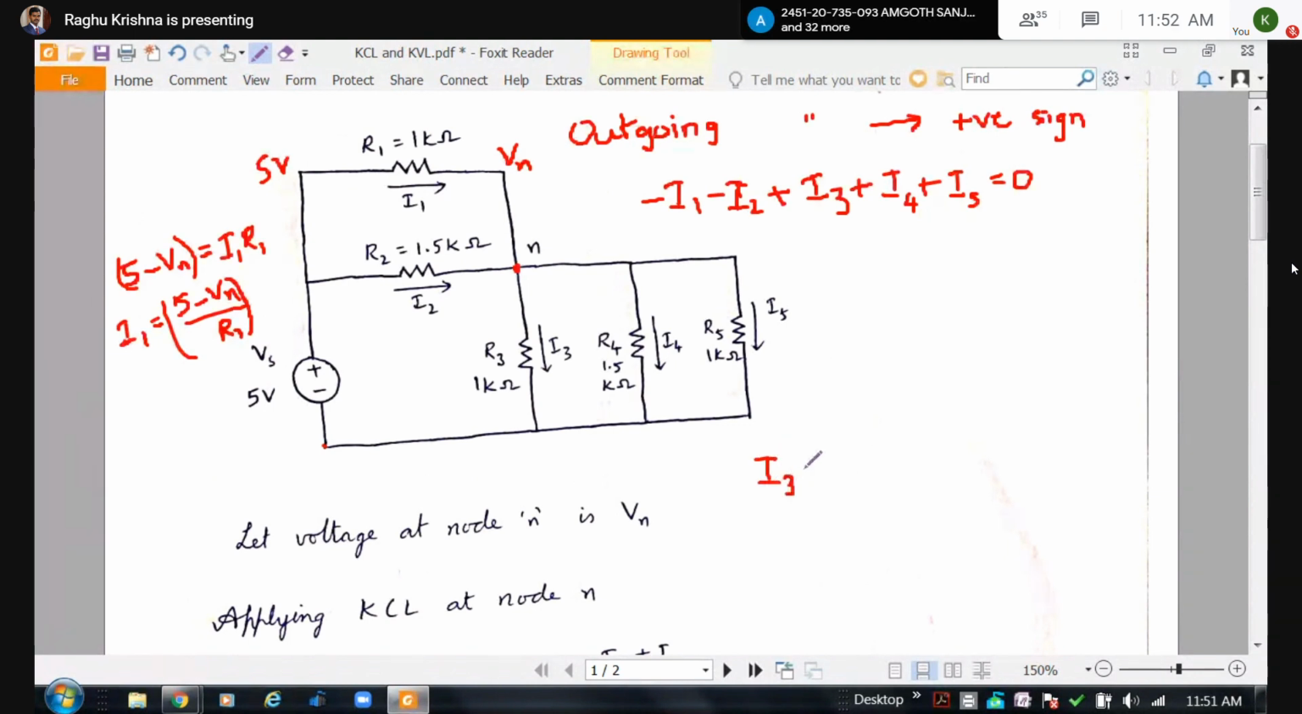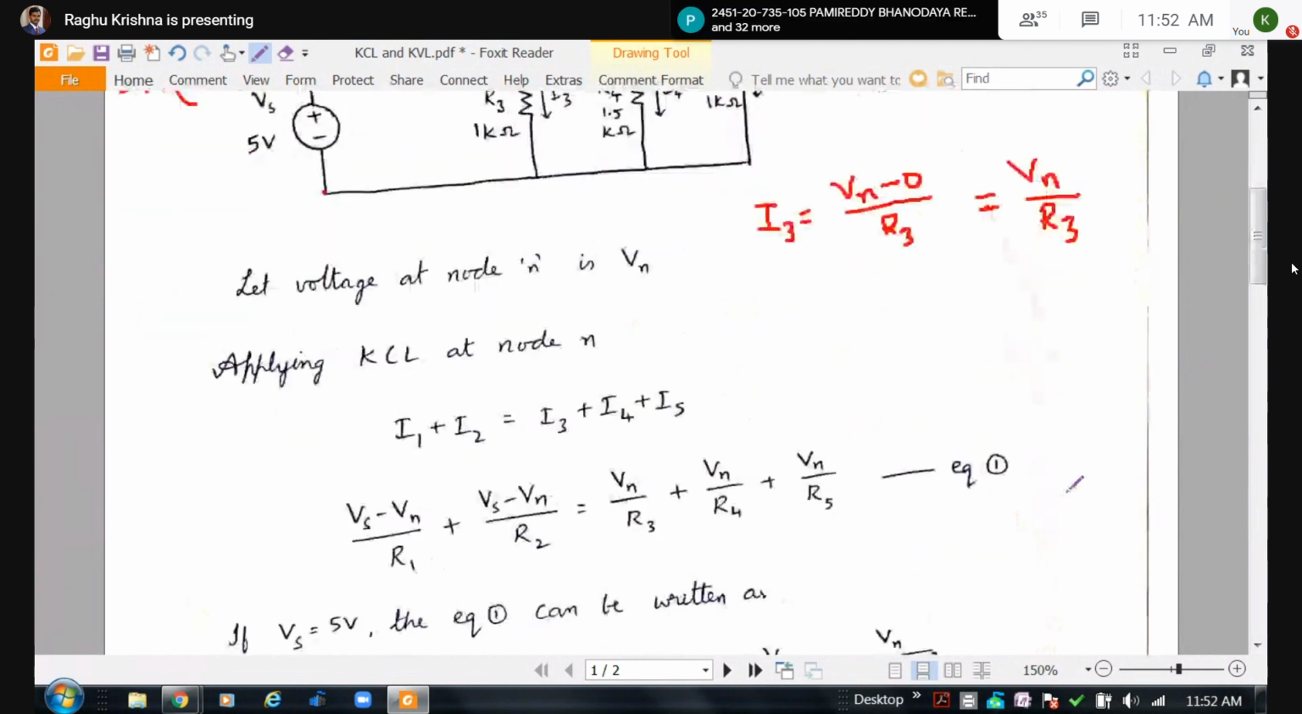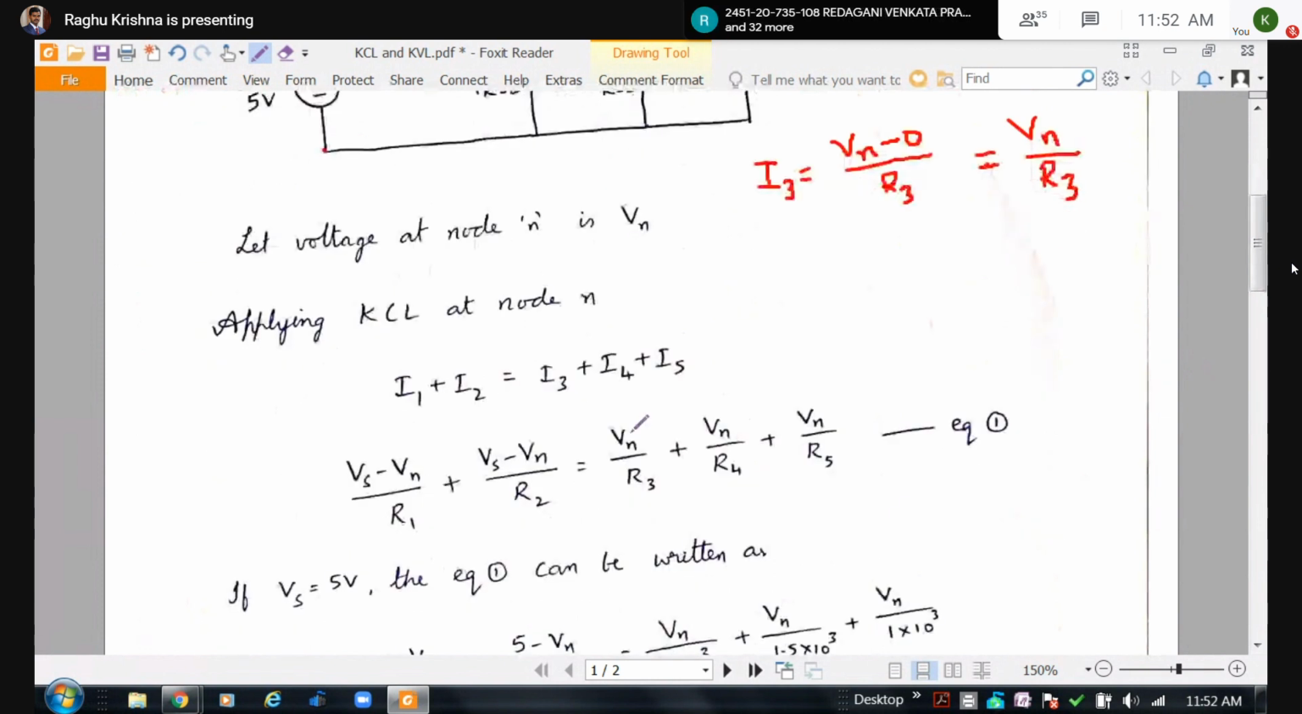I3 equals Vn minus 0 by R3, or simply it can be written as Vn by R3. So I3 is Vn by R3, I4 is Vn by R4, I5 is Vn by R5. So we got this equation.